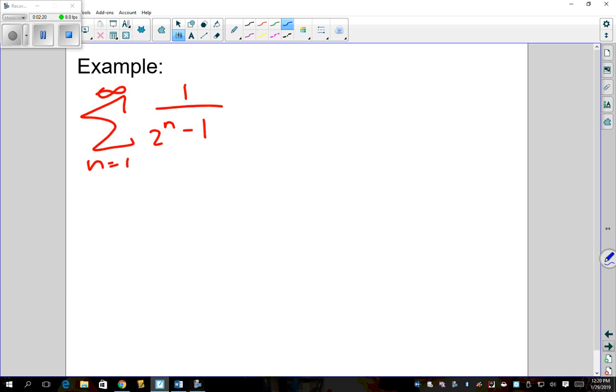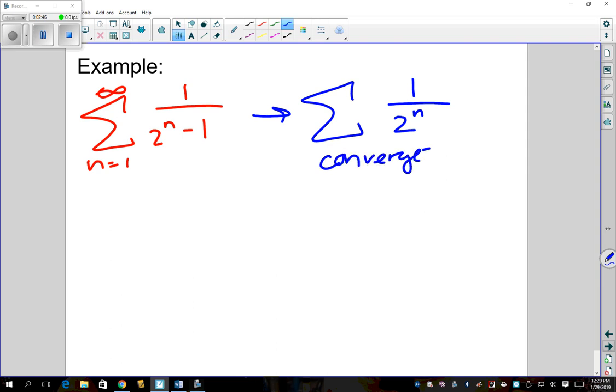So here's our first example, 1 over 2 to the n minus 1. Looking at this series, we see that this is really close to the series 1 over 2 to the n power. And this is a geometric series, and we know that this converges because our r is less than 1. We can rewrite this as (1/2) to the n.